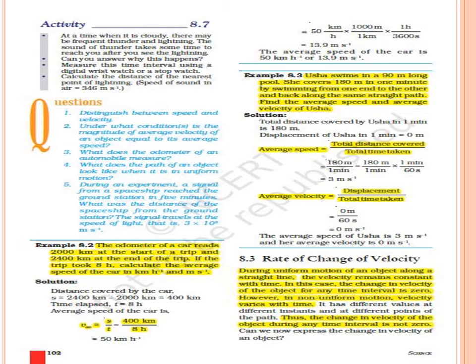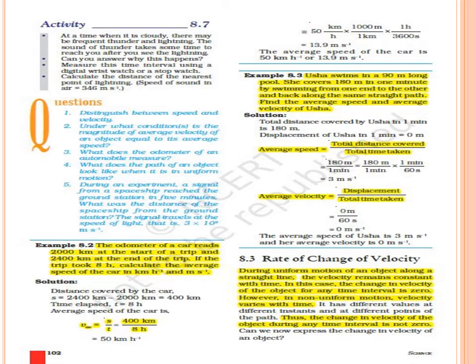But in case of non-uniform motion, velocity varies with time. That is, in non-uniform motion, in equal intervals of time the displacement covered by the object changes, and so velocity varies with time. That is, it may have 50 km per hour in the first hour, and then its velocity may increase or decrease. Suppose 60 km per hour in the second hour and 40 km per hour in the third hour, and so on.